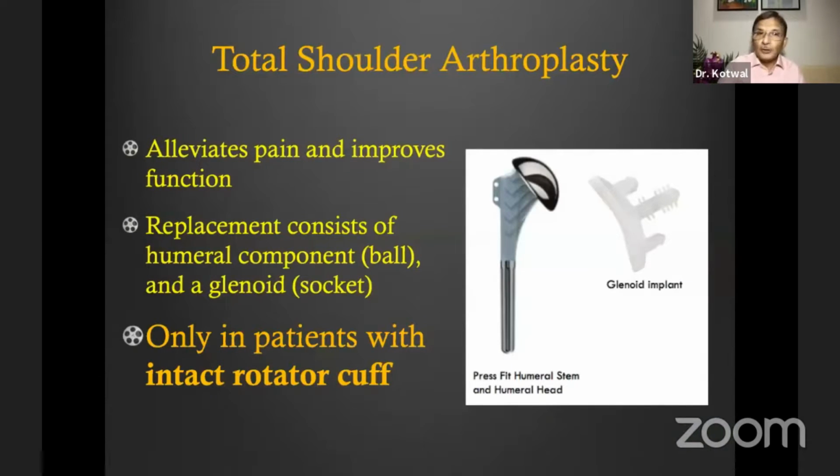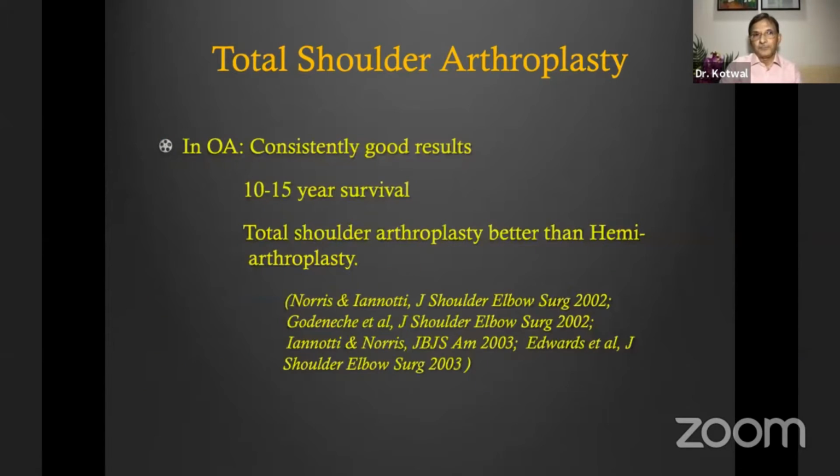Let's talk about the total shoulder arthroplasty. Other than the humeral component, this has the glenoid component, which is a polyethylene component, and it alleviates pain and improves function. The replacement consists of both the humeral as well as the glenoid. The humerus is the convex part, like the head of the humerus, and the glenoid is the concave one. However, one important caveat is that total shoulder arthroplasty is done only in patients with an intact rotator cuff.